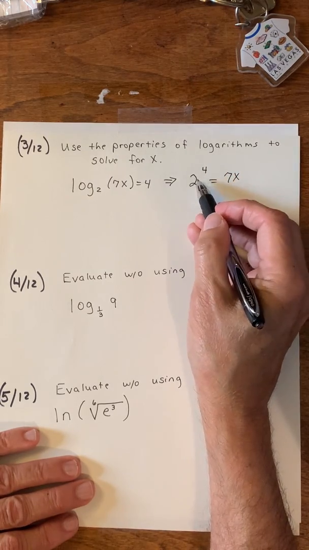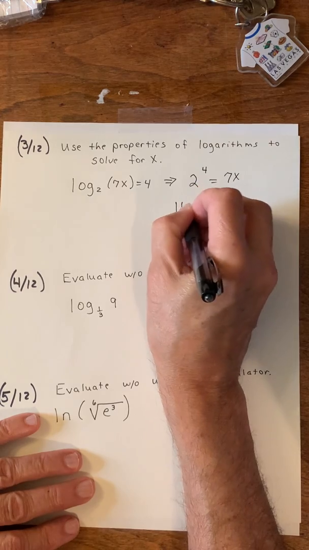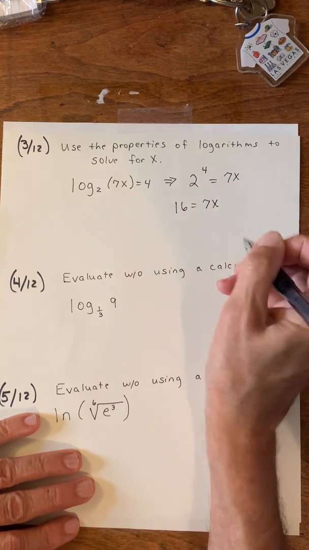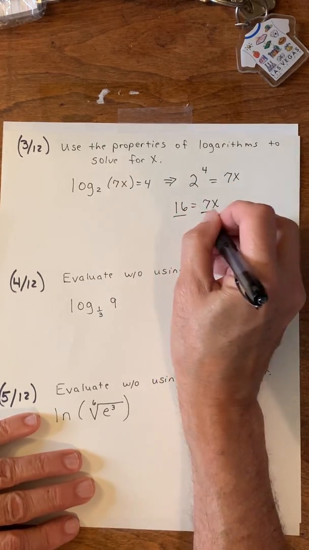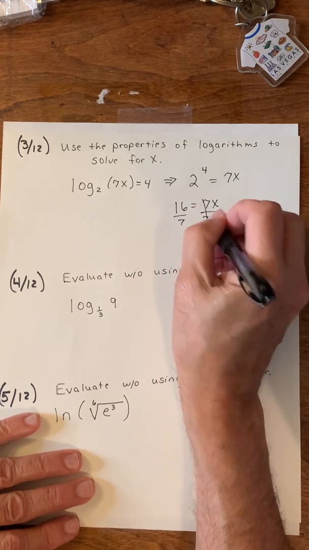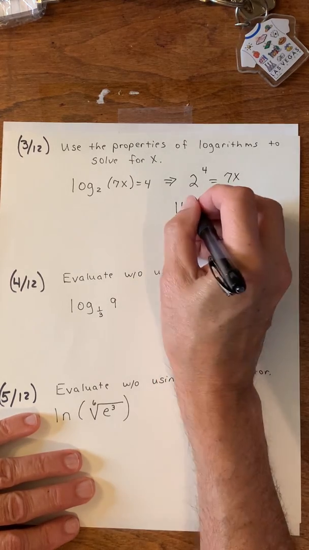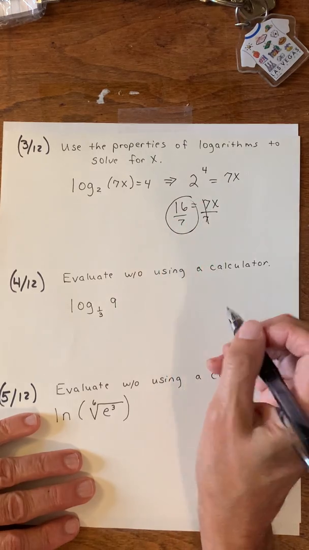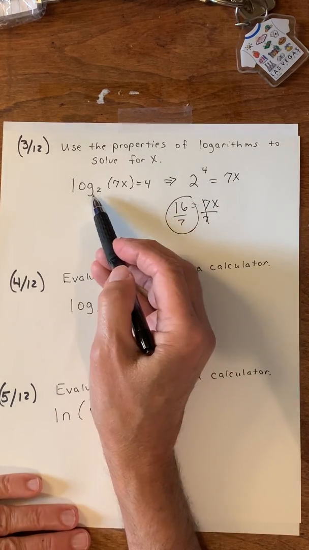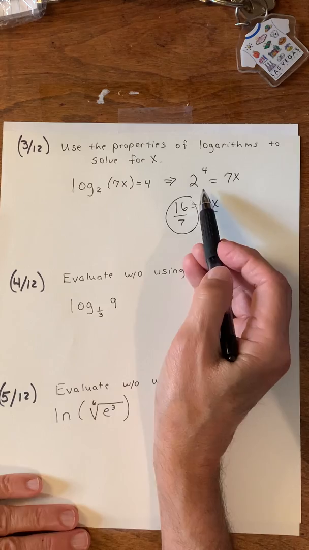Well, I know what 2 to the fourth is. 2 times 2, that's 16. I'm one step away. Divide by 7, and I got it. X is 16 over 7. That wasn't bad. Just translated the logarithmic equation into an exponential one.